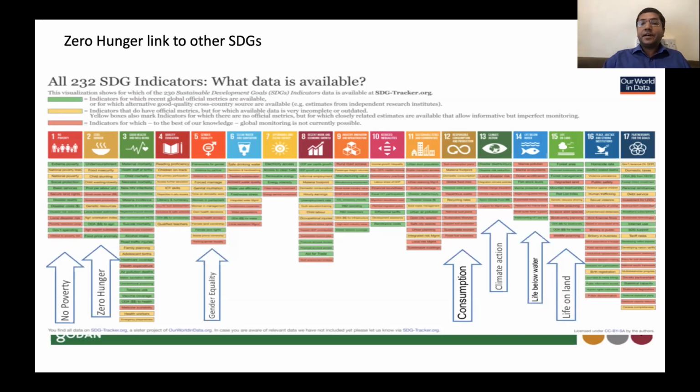Hopefully there will be more available data, but a lot of these indicators don't have data. And in zero hunger and zero poverty, there are also links with other SDGs. And Victor and Uchechi have talked about, for example, gender equality and women's empowerment. And when I look into, for example, the agriculture sector, this is very important.